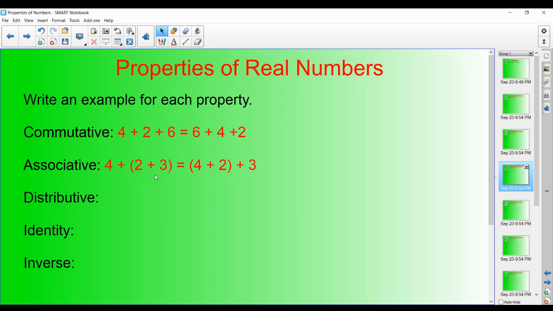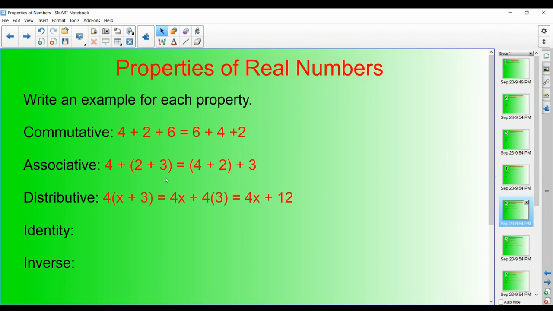I can say 2 plus 3 is 5, plus 4 is 9, or I could say 4 plus 2 is 6 and use the order of operations to do the parentheses first and add 3 and get 9. So commutative is change the order, associative is change the groups for addition and multiplication.